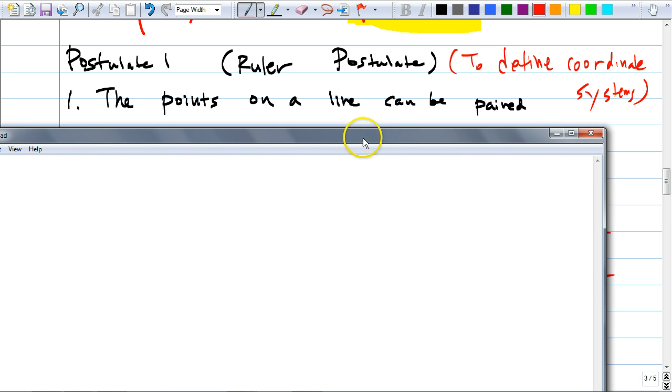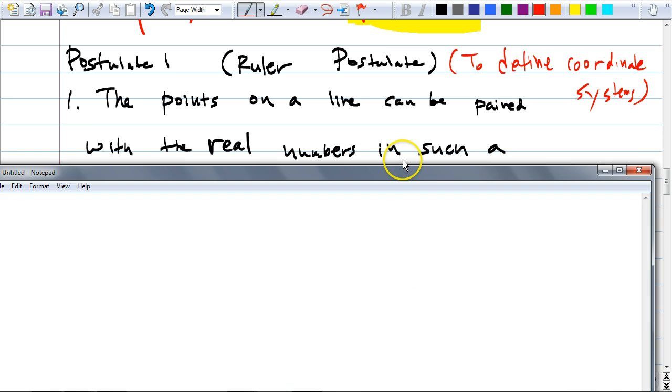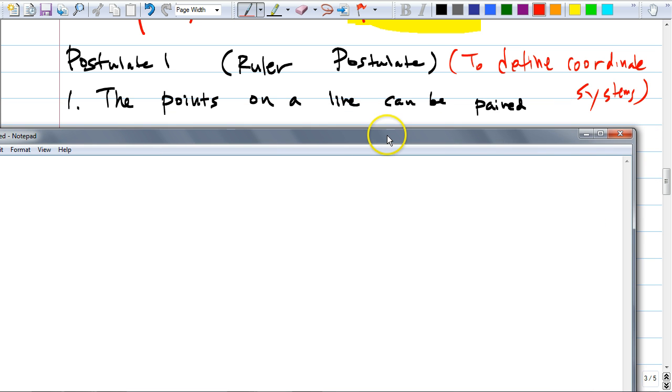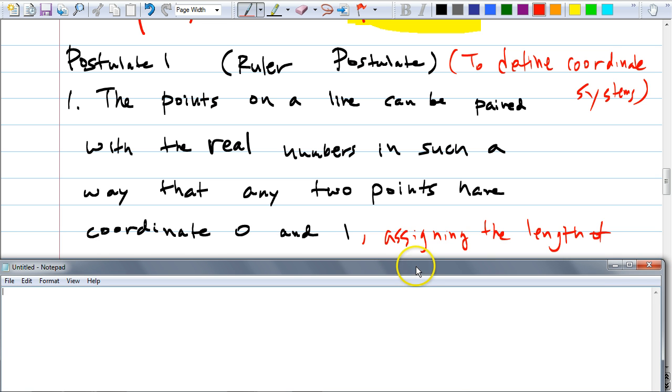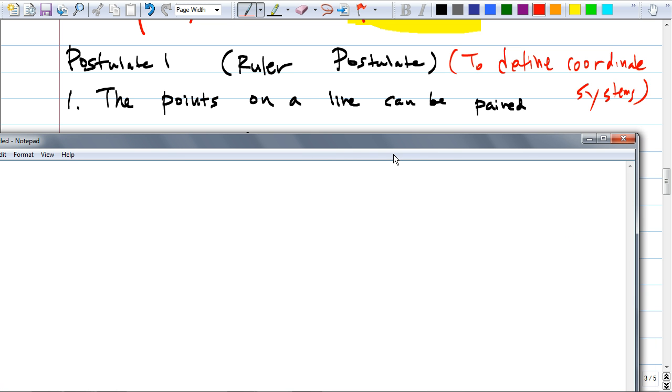Okay, so first, let's just read it together. So what we're trying to do is determine a coordinate system. Here, the points on a line can be paired with real numbers. By the way, may I ask you this? Let's just stop right there. Points on a line. How many points are there on a number line? Raise your hand.